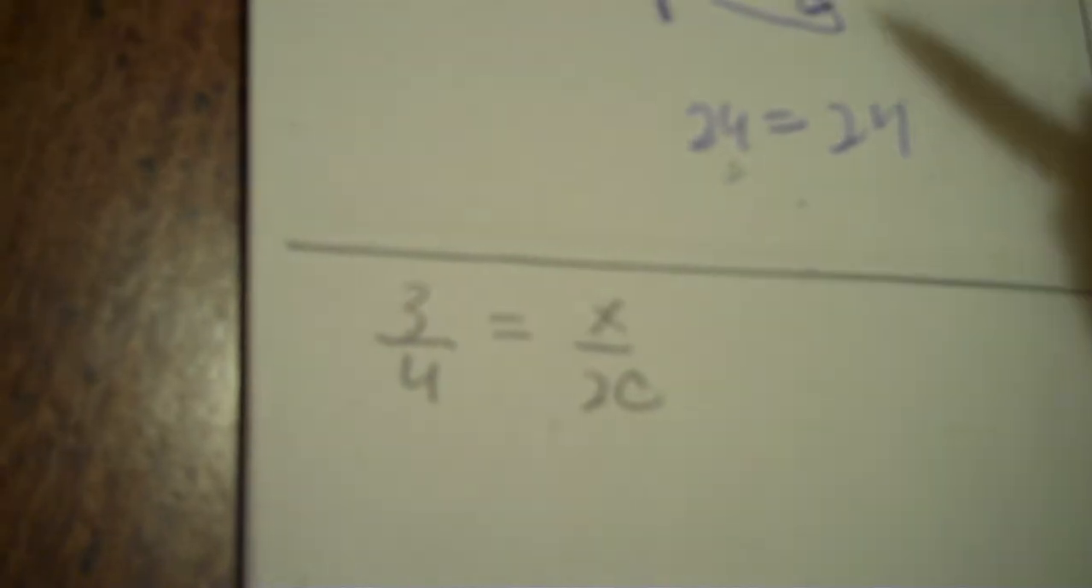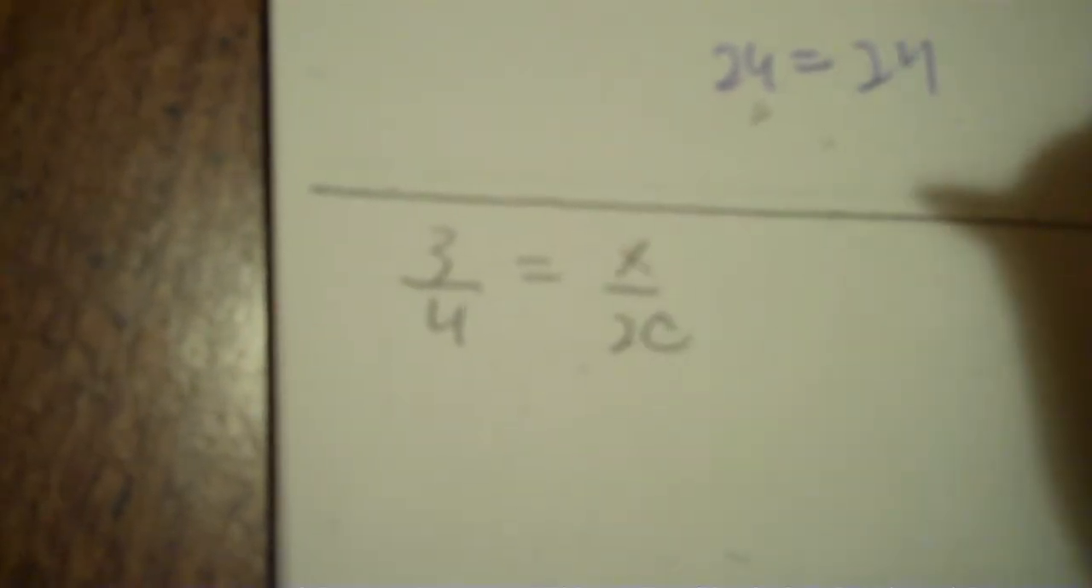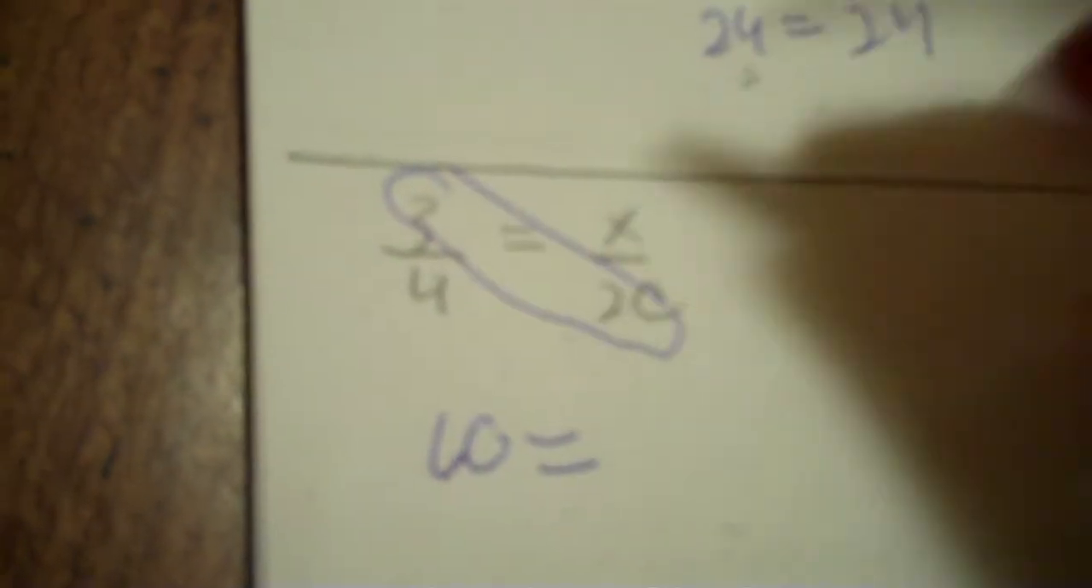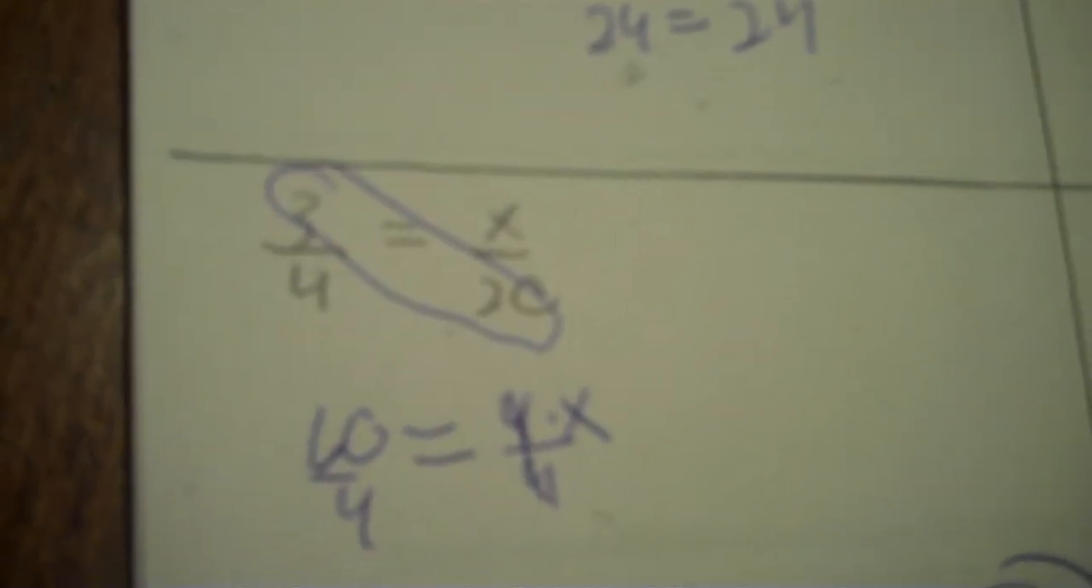Now I'm going to show you why cross multiply and divide works. Okay? Don't throw things through the computer screen. I'll allow you to do your thing here in a second. Now, 3 times 20 is 60, right? 4 times x is 4 times x. Well, we'll divide by 4, and that's 15. So, why that works. Cross multiply divide, I would do that if I were you though.